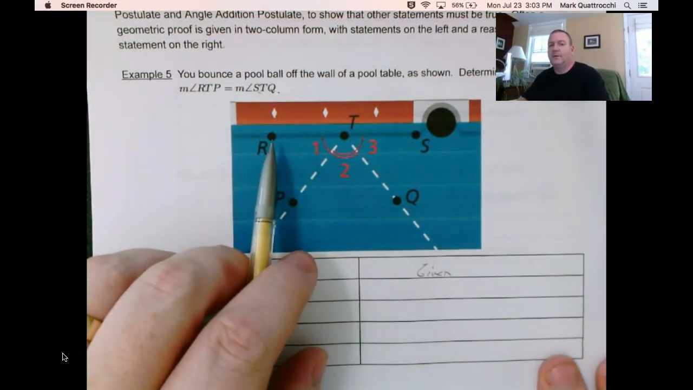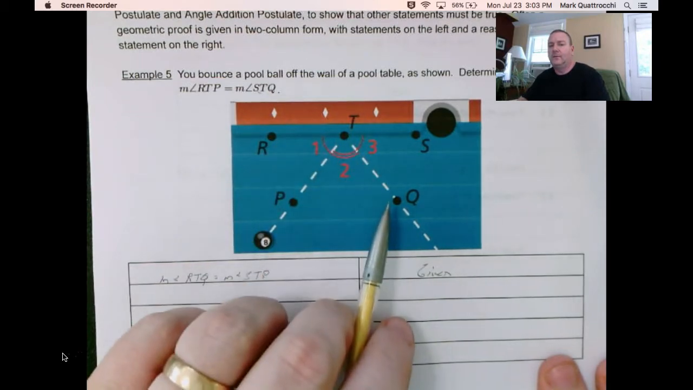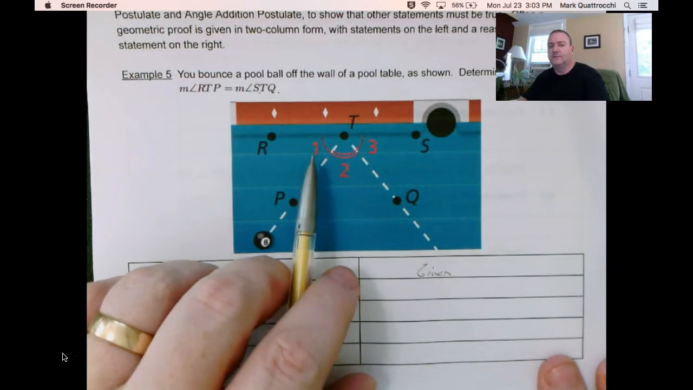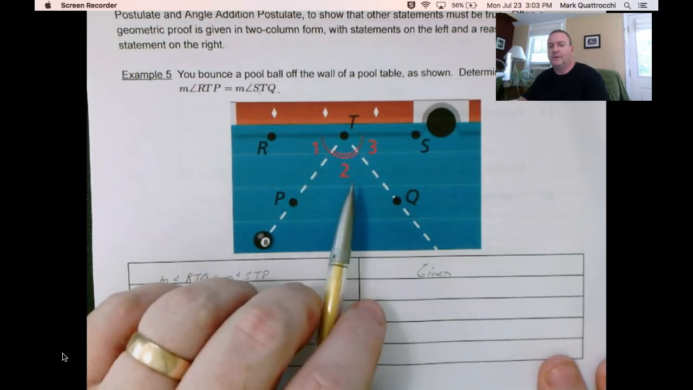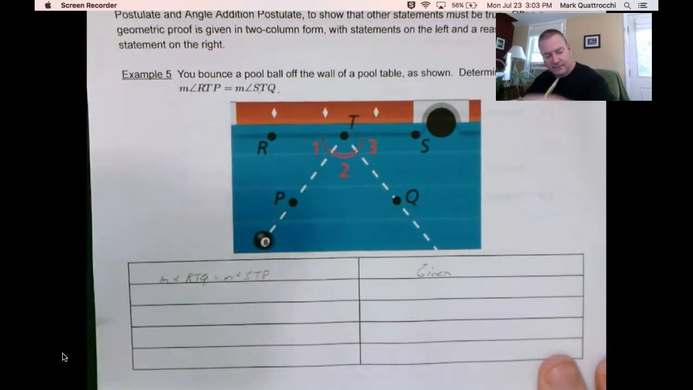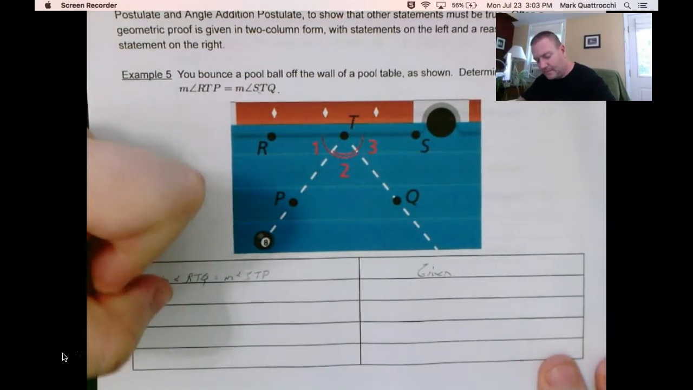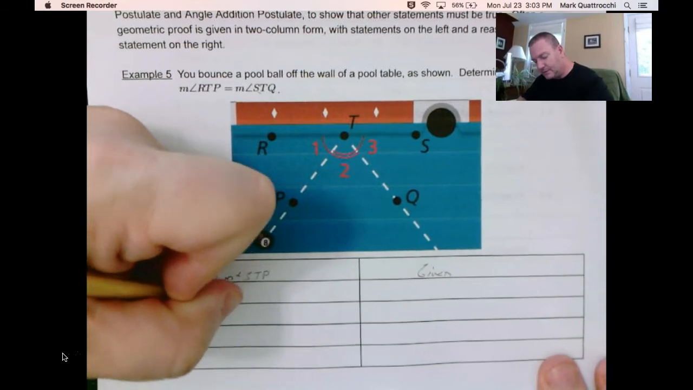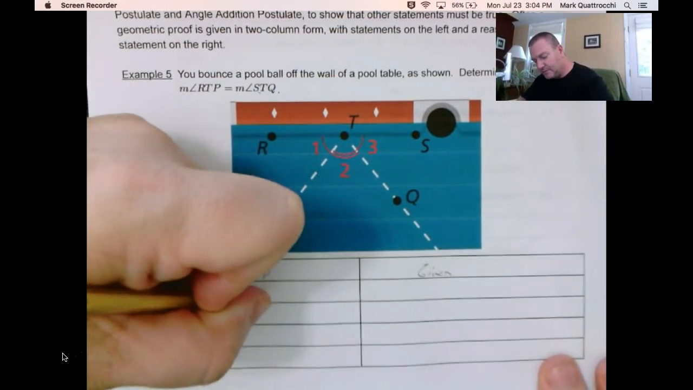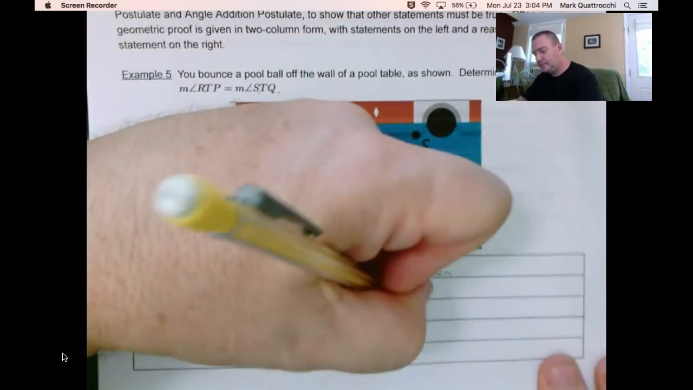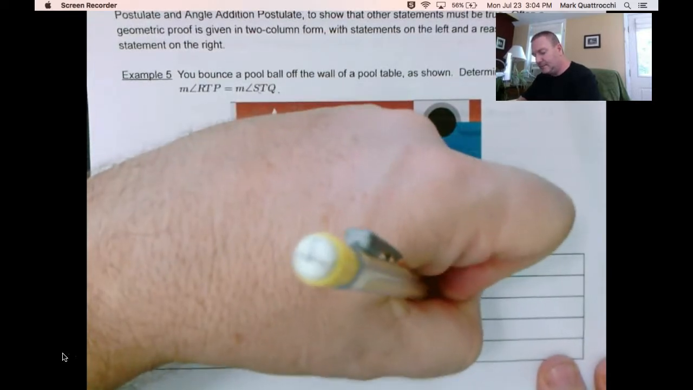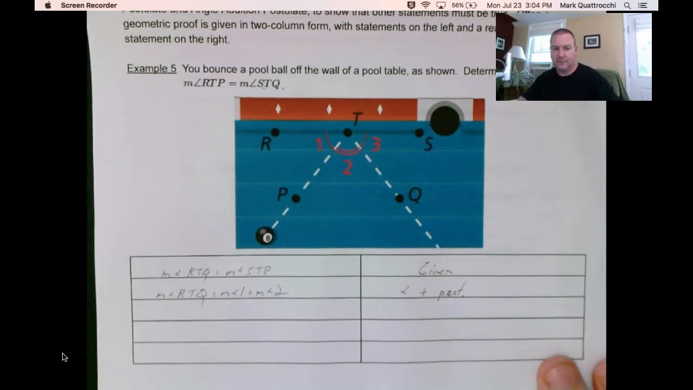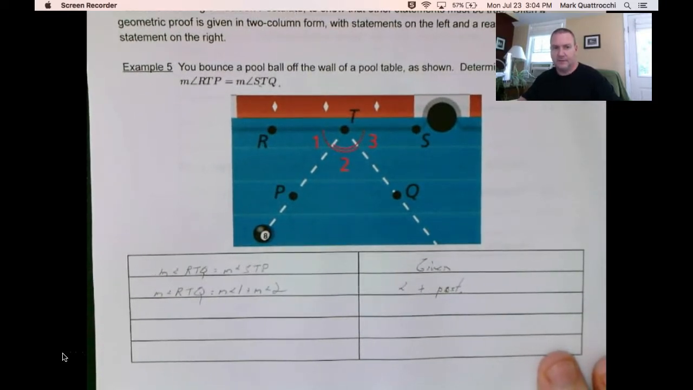Well, what do we know about angle RTQ? We know that that angle is comprised of angle 1 and angle 2. We know that by the angle addition postulate. In other words, measure of angle RTQ is equal to the measure of angle 1 plus the measure of angle 2. That's the angle addition postulate. Like I said, I'm using abbreviations. This video is going to be long already.